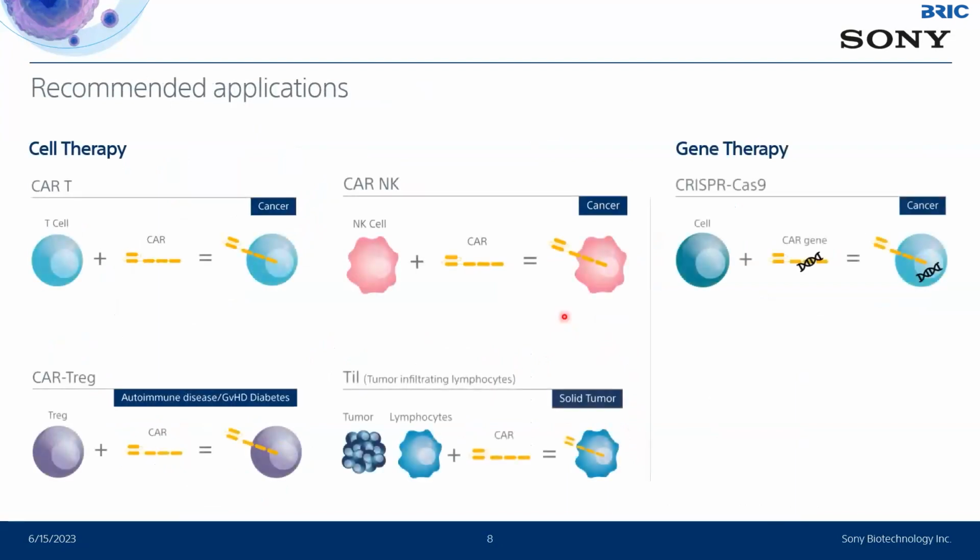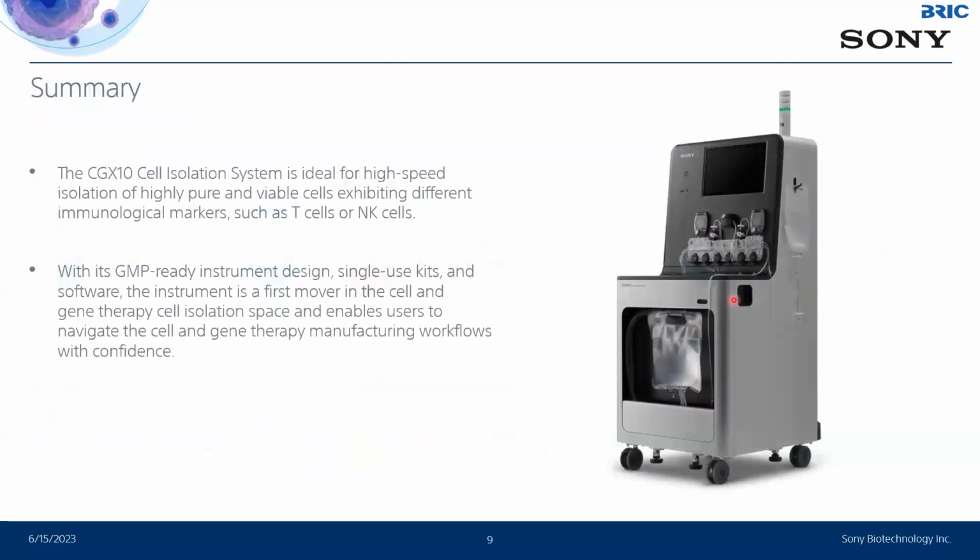With this in mind, and this is not limited to those examples, we recommend the use of CGX10 for cell therapy in CAR-T or TCR-T applications, CAR-NK, CAR-Treg applications, and TIL applications, as well as gene therapy when cells are used. In summary, the CGX10 cell isolation system is ideal for high-speed isolation of highly pure and viable cells exhibiting different immunological markers such as T cells or NK cells. With its GMP-ready instrument design, single-use kits, and software, the instrument is a first mover in the cell and gene therapy cell isolation space and enables users to navigate the cell and gene therapy manufacturing workflows with confidence.